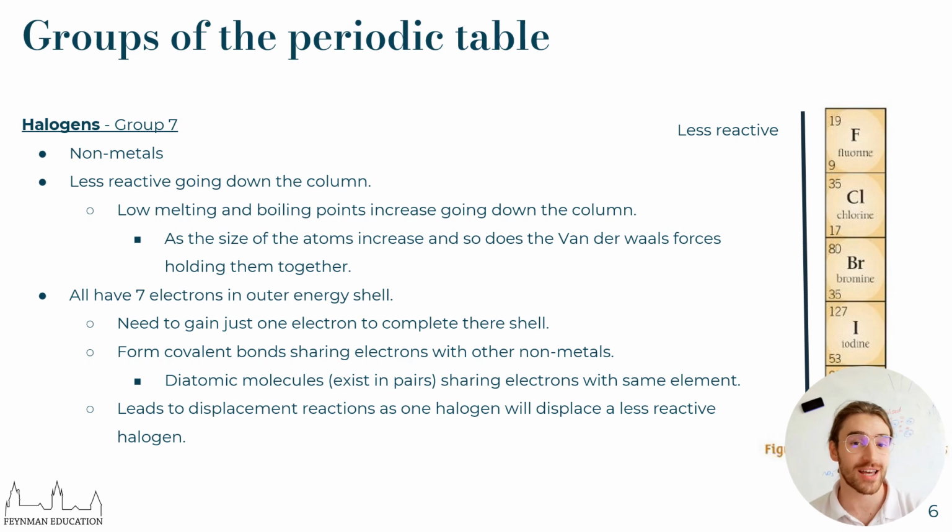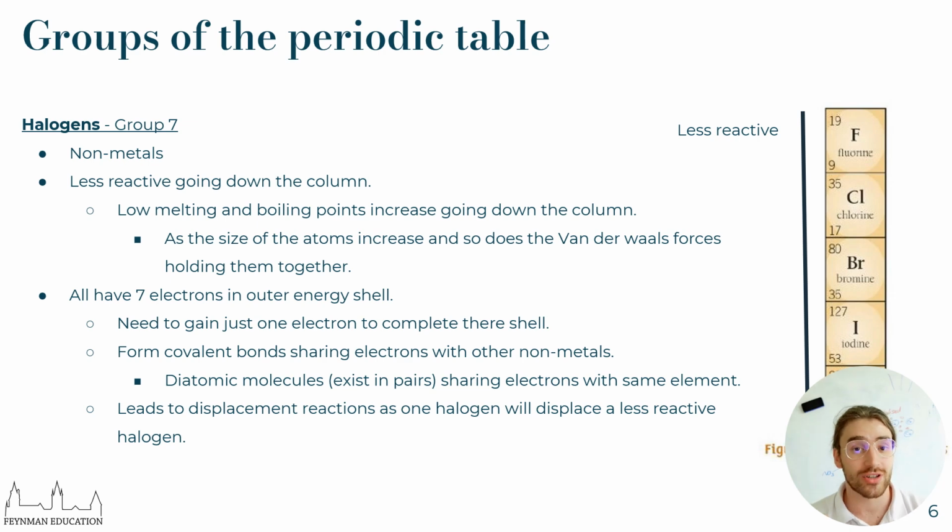Okay, so opposite side of the spectrum, we have the halogens. Halogens are in group 7, which means they have 7 valence electrons. They have 7 electrons in their outermost shell. This means that they only need to gain 1 electron to become stable and to have that full outer shell of 8. Okay, now they are going to usually have a very low melting and boiling point.